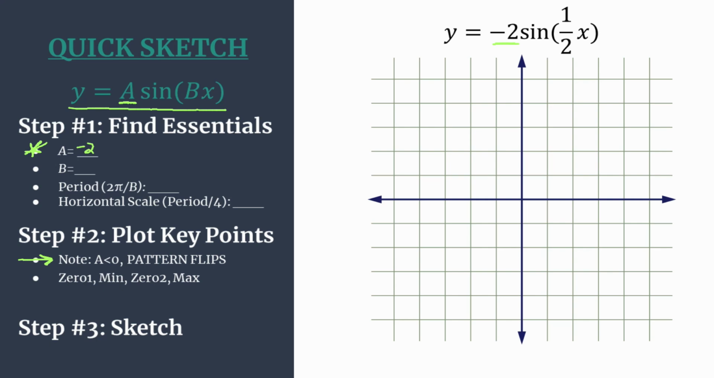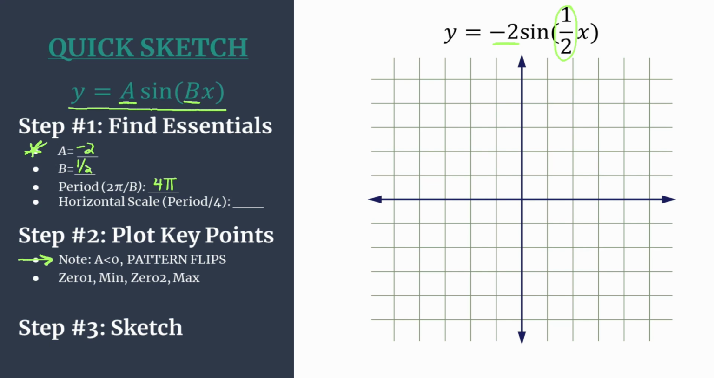All right, on to b, that's just the coefficient of x. Here we see it's just 1/2, and we'll use that to calculate our period. So remember, for sine graphs, that's 2 pi over b. So 2 pi divided by 1/2, that's like multiplying by 2. Our period's going to be 4 pi here. Remember, that's just the length of a horizontal cycle.